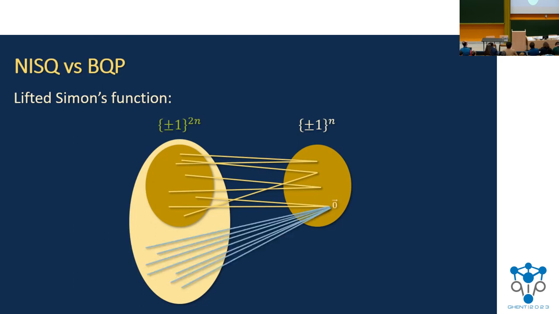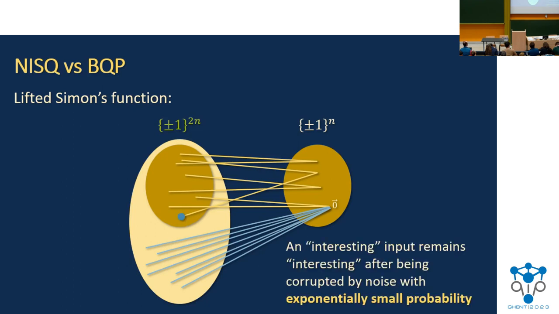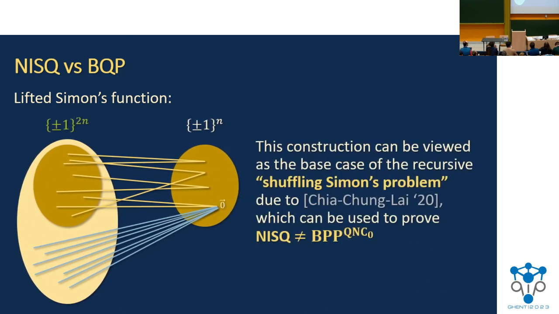Okay, and then the idea is simply that if I take some interesting input and apply some noise to it, I'm going to end up in this uninteresting region, which just gets sent to 0, with all but exponentially small probability. Okay, and that's essentially the whole proof. It's saying that the noise really kills all of the signal that you have. Okay, so this is the simple direction, or one of the simpler of the two separations. I feel like I don't have much time to talk about the other one, so I'll conclude with some open questions. But yeah, so again, you can play around with this lifted instance and use the shuffling Simon's problem to actually get a stronger separation between NISQ and BPP to the QNC 0.